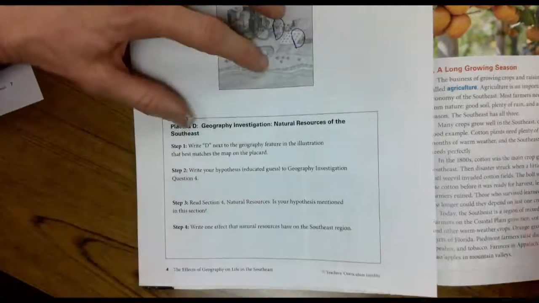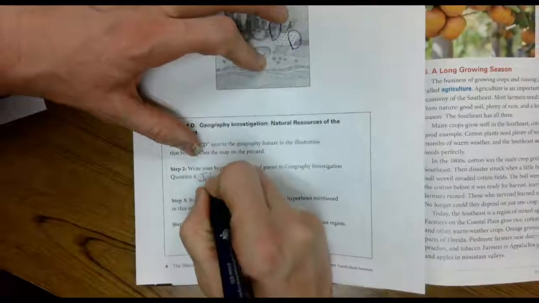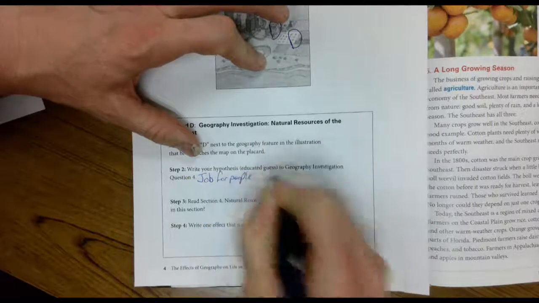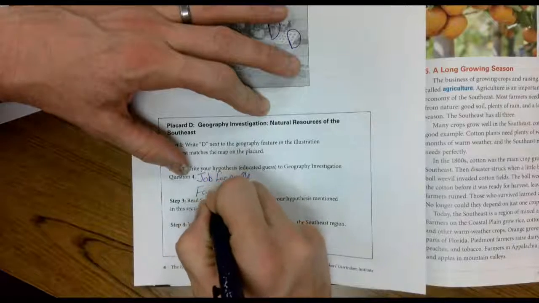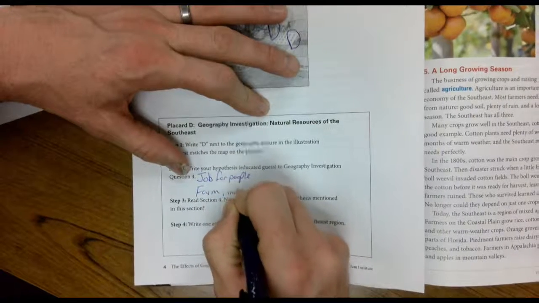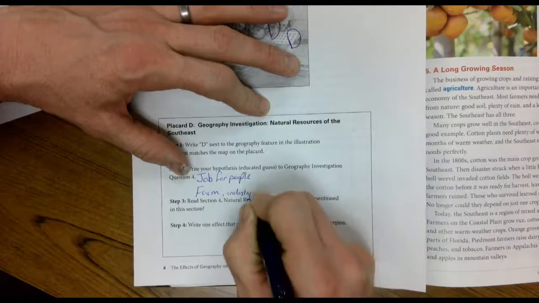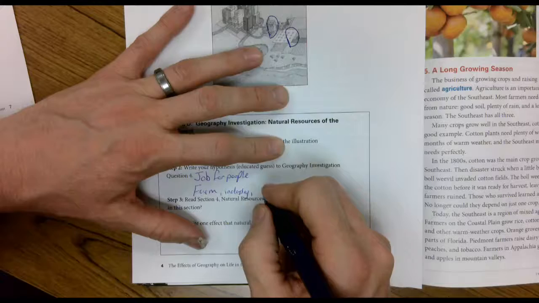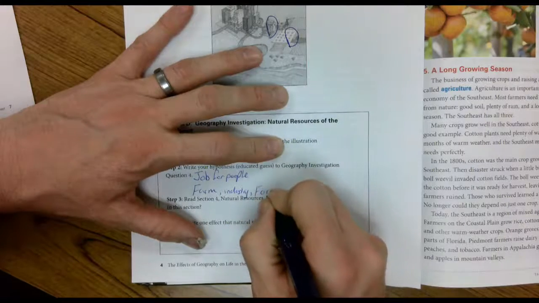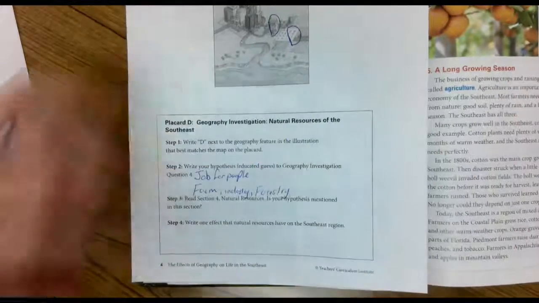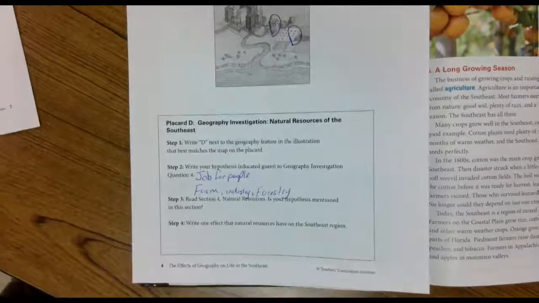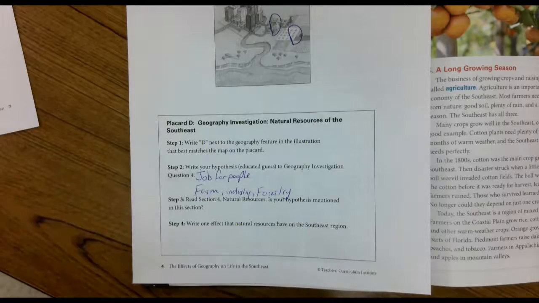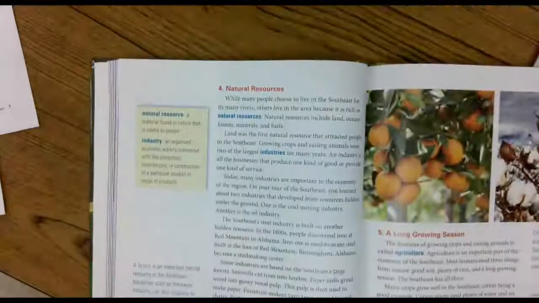Number 2, what's our hypothesis, or our educated guess, to investigation question 4? How do the natural resources, and let's put down jobs for people: farming, industry, forestry. All right, number 3 says, now we're going to read this section and see if we were correct. Let's check it out.